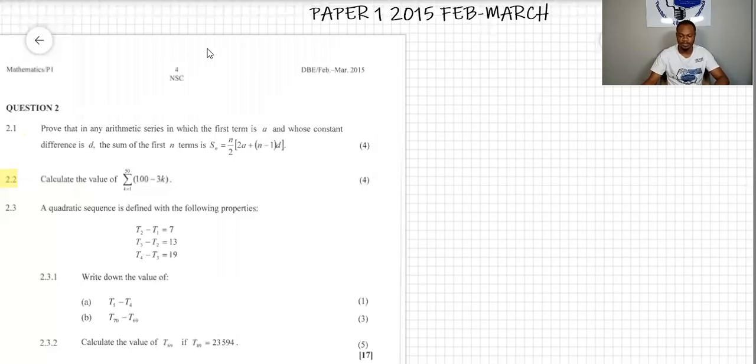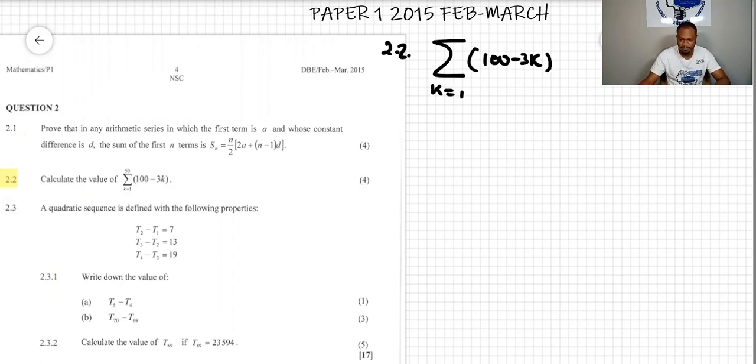All right, we have this question here, question 2.2. Question 2.2 says we need to calculate the value of the sum of 100 minus 3k, when k goes from 1 to 50. Okay, so this is how we can solve the problem.